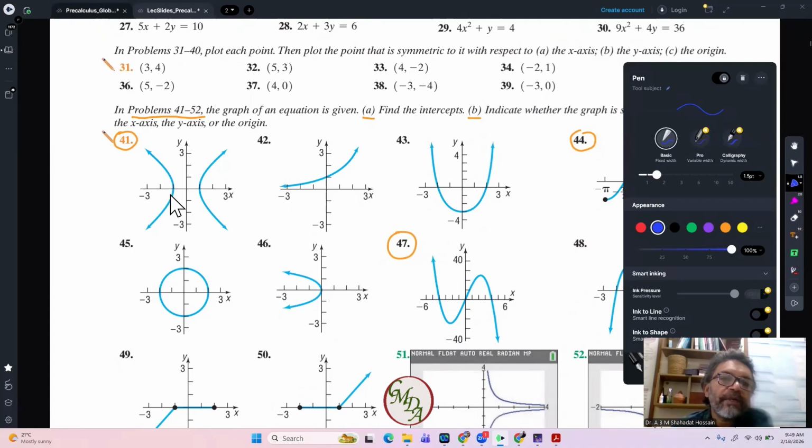Intercept is actually the points where the graph crosses or touches the x-axis. And clearly we have seen that the graph crosses the x-axis at -1. So intercept is here (-1, 0). And at x equals 1, so intercept is (1, 0). And there is no intercept on the y-axis. So the first part of this answer is here.